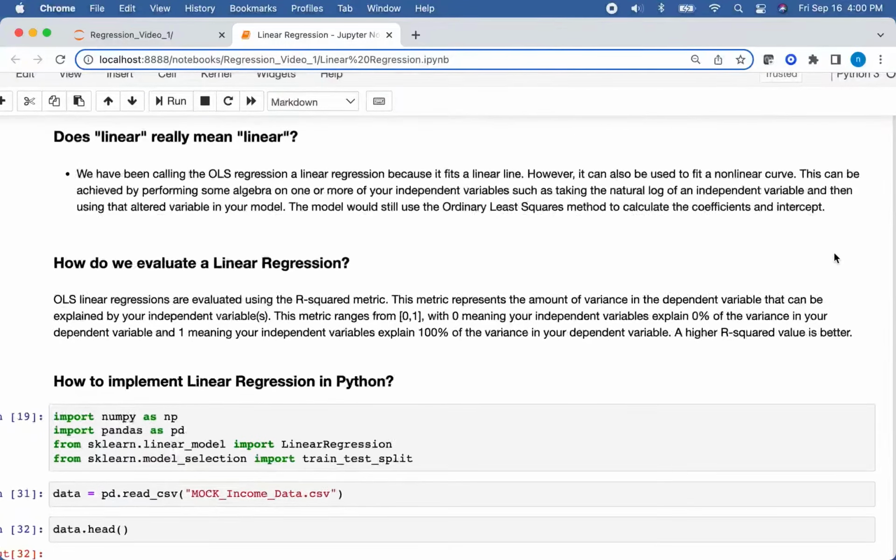We've been using the word linear a lot in this video, but does linear really mean linear? We have been calling the OLS regression a linear regression because it fits a linear line. However, it can be used to fit a nonlinear curve. This can be achieved by performing some algebra on one or more of your independent variables, such as taking the natural log of an independent variable, and then using that altered variable in your model. The model will still use the OLS method to calculate the coefficients and intercepts, but it would fit a nonlinear curve instead of a straight line.